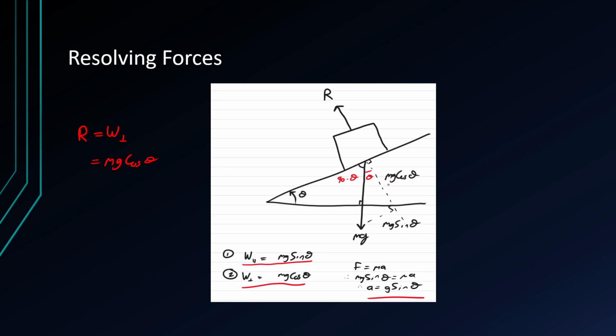Without friction as well, the acceleration down the plane of an object is g sine theta, because mg sine theta is equal to mass times acceleration. So cancelling the masses, the acceleration down the plane will be equal to g sine theta.